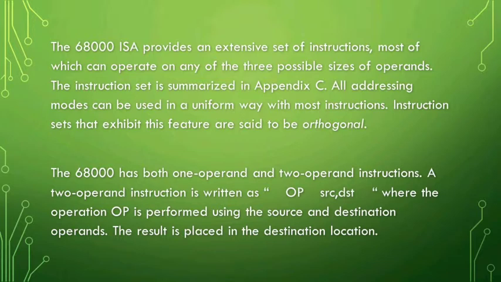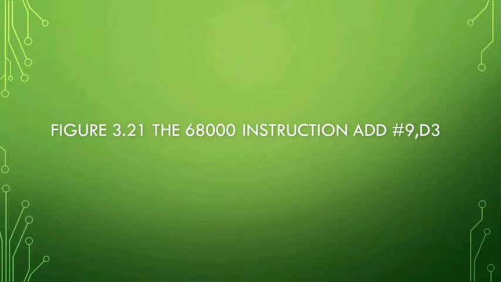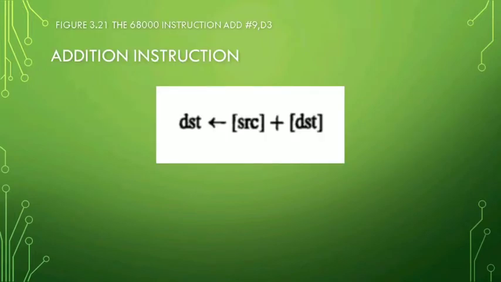The 68000 has both one operand and two operand instructions. A two operand instruction is written as OP SRC, DST, where the operation OP is performed using the source and destination operands. The result is placed in the destination location. An example is given in Figure 3.21, which shows the instruction add #9, D3. This will perform the addition, adding the value of 9 to the contents of register D3 and storing the result back in D3.